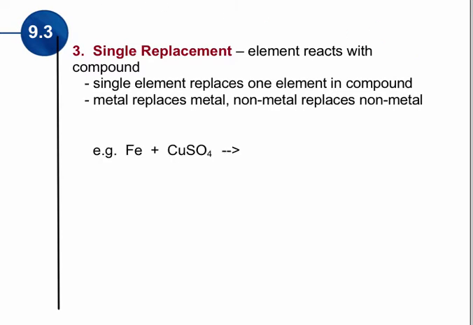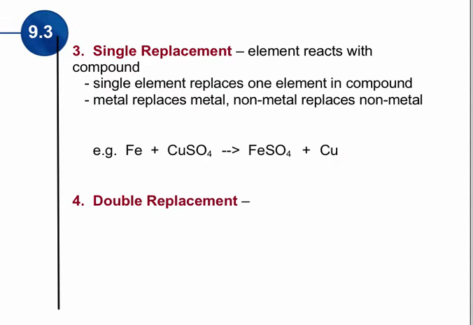So in a situation like this, notice we start with an element here of Fe and a compound. And what's going to happen is the 2 metals are going to replace each other. And what happens when they trade spots is we get this. The Fe combines with the SO4. Notice they have traded spots. The Fe and the Cu have swapped. They have replaced each other. That is a single replacement.